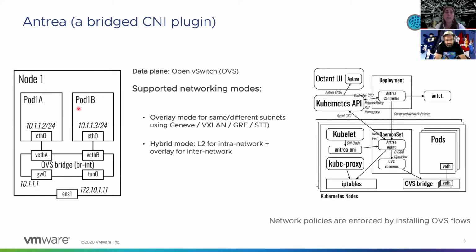Right. And if you see the diagram here, we have two pods. They are connected to the OVS bridge using veth pairs. This part is the same as regular Linux architecture, but on the OVS bridge itself, we see a gateway 0 port, which is the gateway of the node subnet, and a tun0 port, which is the tunnel port used for creating overlay tunnels between nodes.